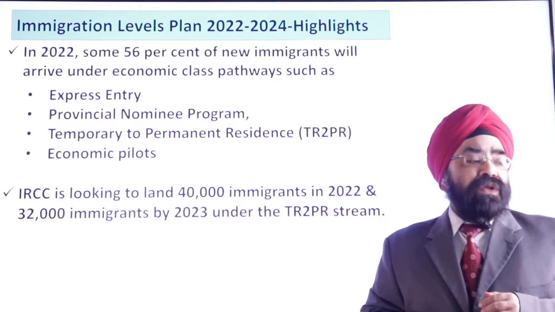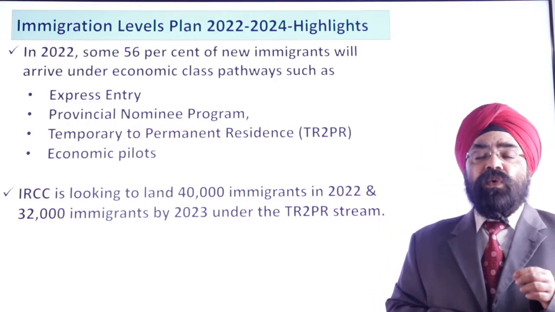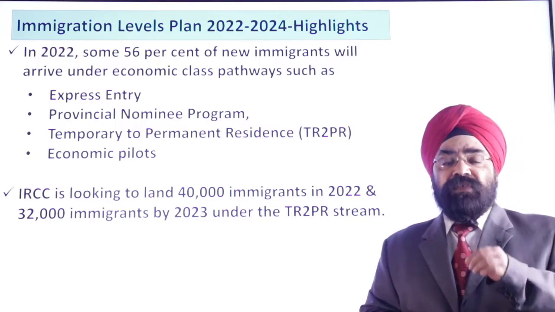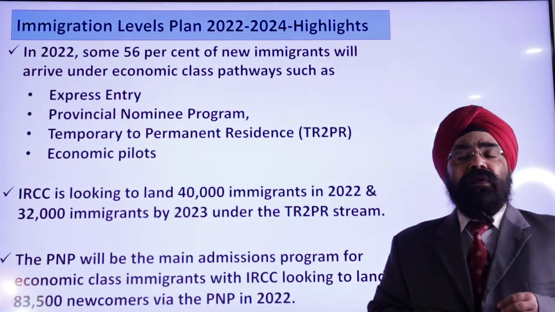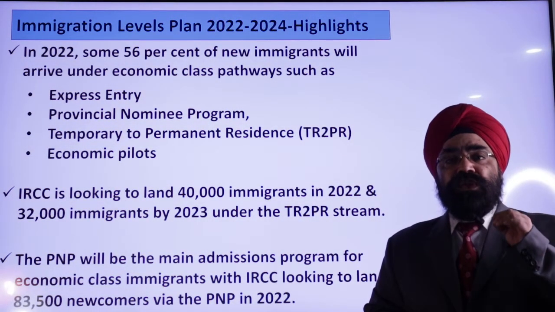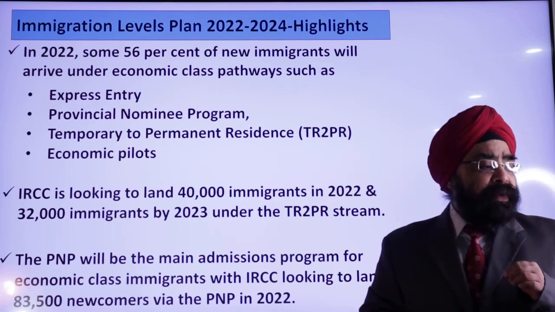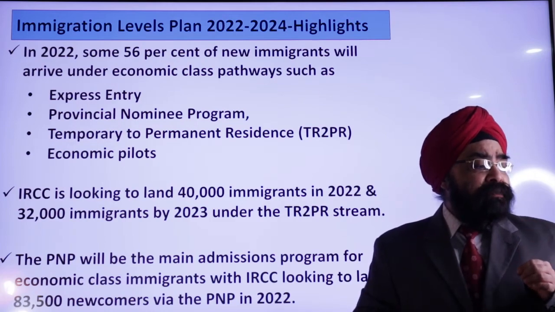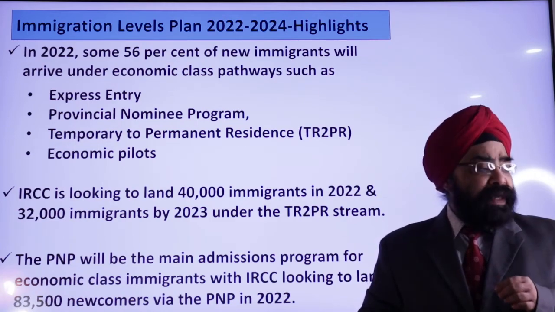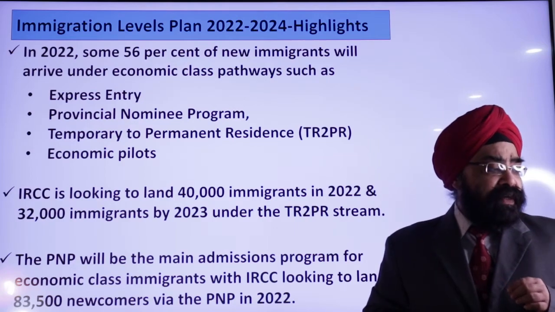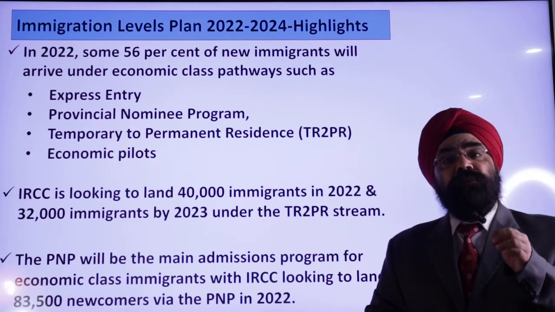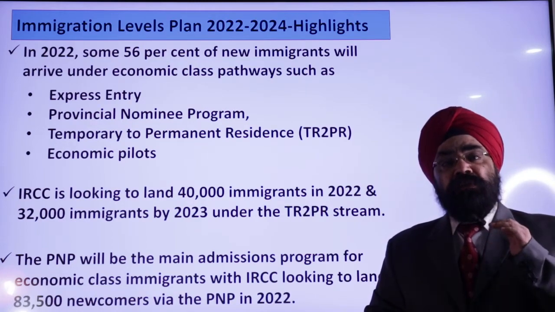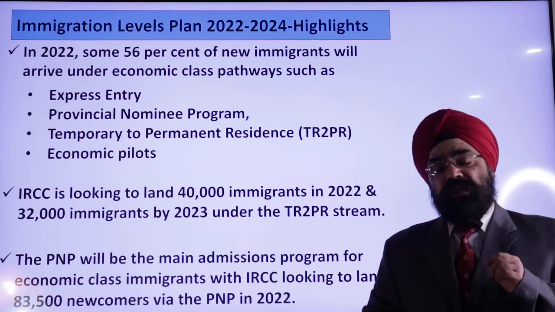The program will continue. So that's very important news for people who are here on a temporary basis in Canada, so they can put through their files. Now, PNP, and this is the most important category. The PNP category will make the maximum share. Main admissions for the economic class will be coming from the PNP, and 83,500 newcomers will be coming via PNP in 2022 itself. So a major chunk will be coming through PNP.